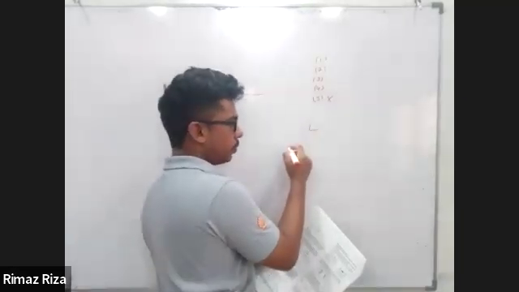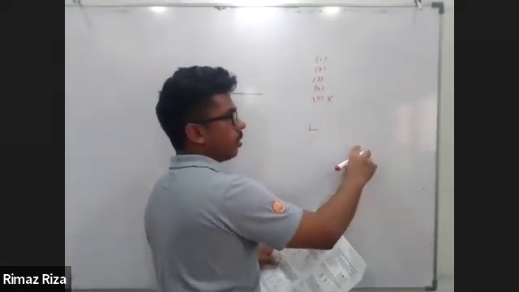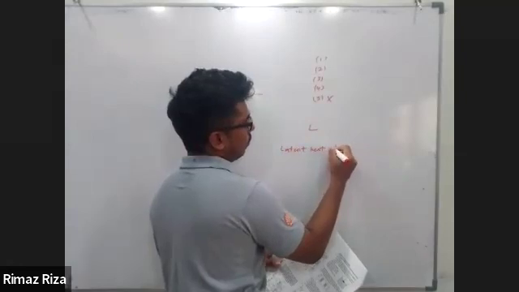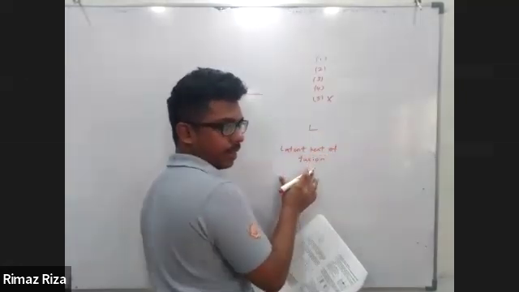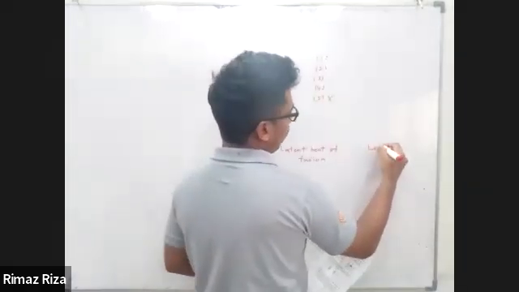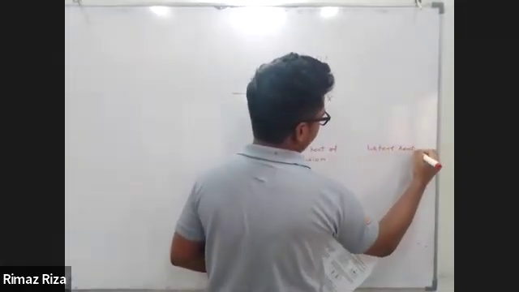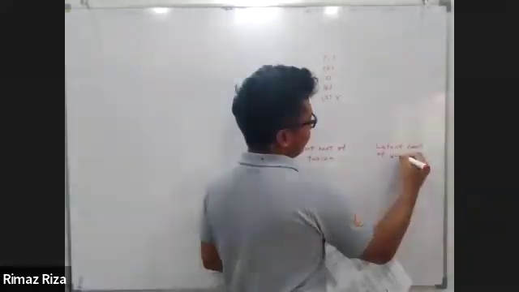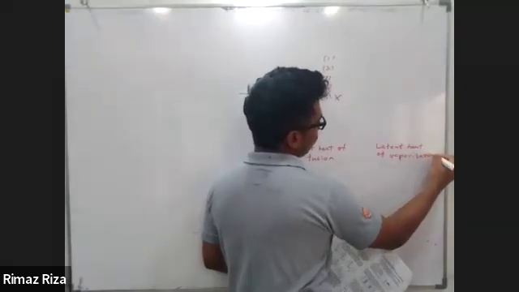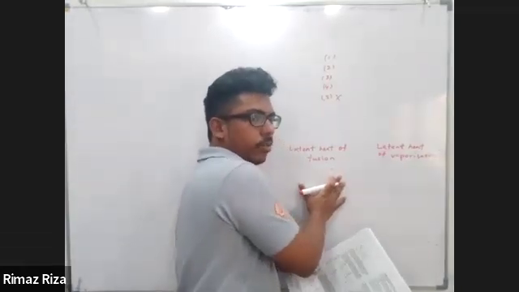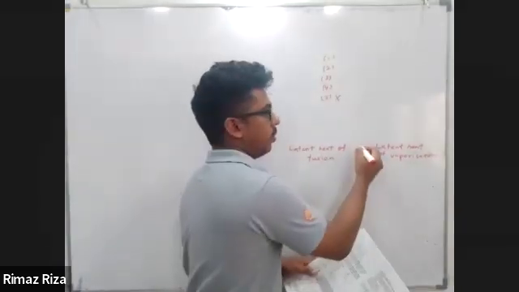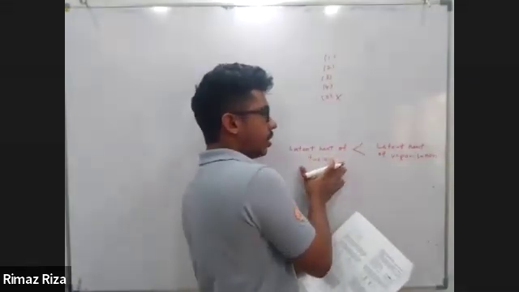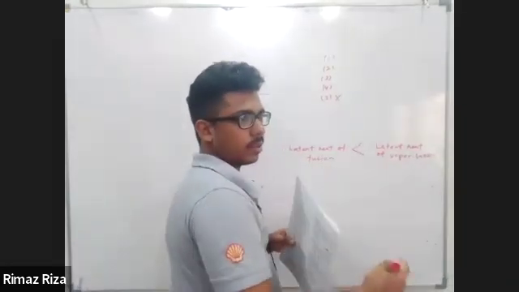L is the latent heat of fusion for ice melting, and the latent heat of vaporization. Out of these two, tell me which one has the larger value. This one. Can you explain the reason why? You might get a question in the exam. Latent heat of fusion is less, latent heat of vaporization is very large. Why?